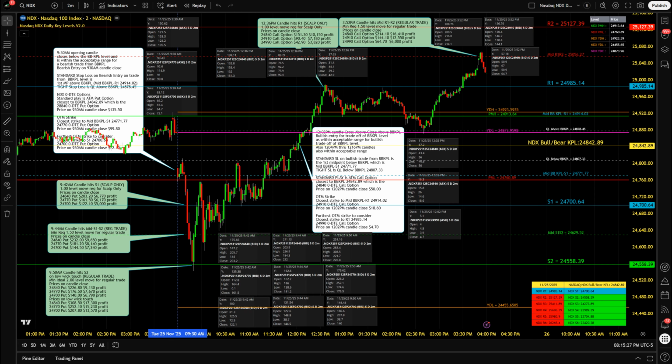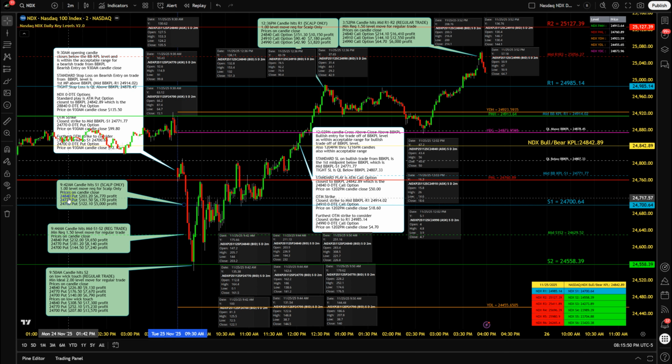Okay, so here we have the 9:42 a.m. one level move required for scalp. That's 100% closeout on scalps, just like with the SPX indicator. There's no adjustments. On scalps, you are simply closing out 100% of your contracts, whether you're trading one or you're trading several contracts.